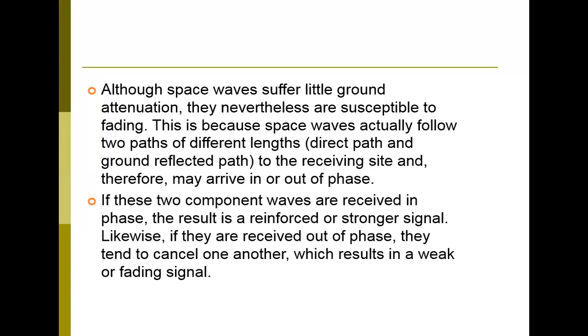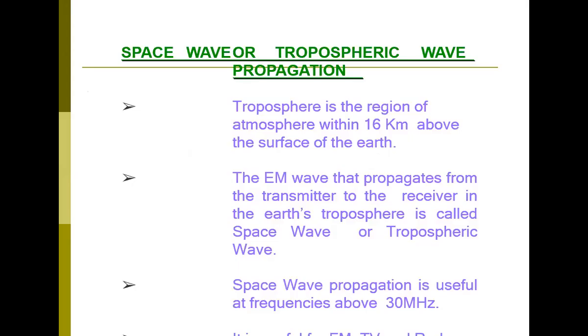I told you the direct path, or it is through ground reflected path. If it is reflected, they will become out of phase. So maximum chances is they will cancel out each other and signal may get distorted. This is the reason fading occurs while there is a reflection, some phase difference is there, it may cancel the effects or weaken the effects of each other. This is weak signal.